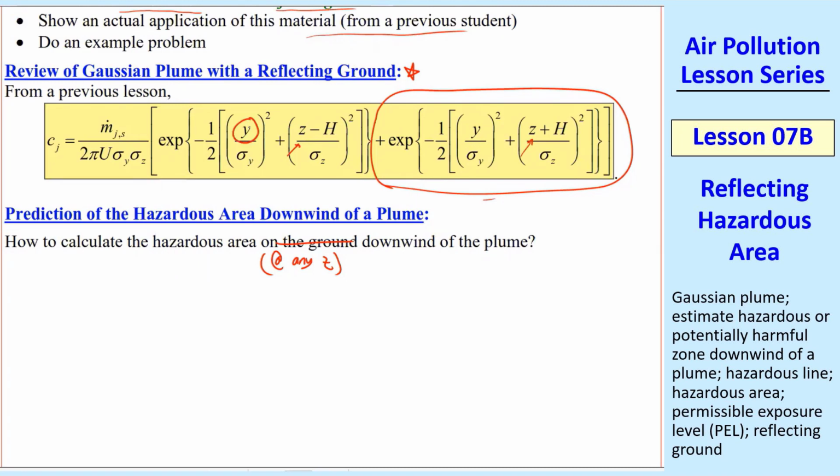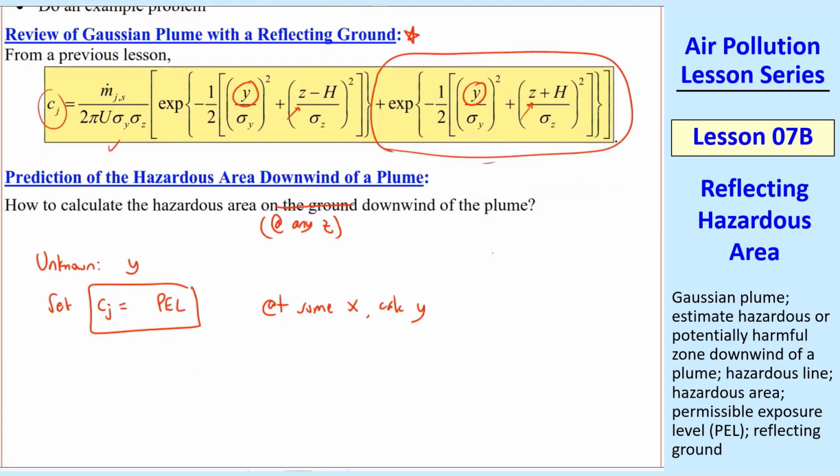So what do we need to do? Well, again, just like last time, the unknown is y, and we set Cj equal to the PEL. So we'll set the left-hand side. We know everything else. We know all these constants. So at some x, we want to calculate y. So how do we do that? Well, again, we can do it several ways. We can use software and goal seek, or you can do some fancy stuff with MATLAB or whatever to try to solve this equation as is.